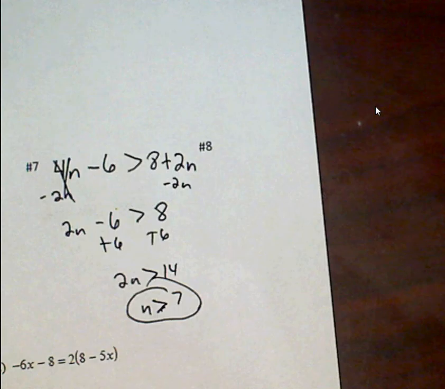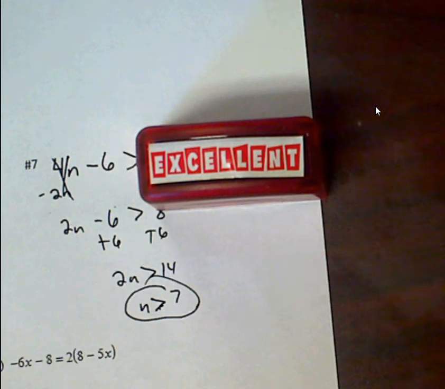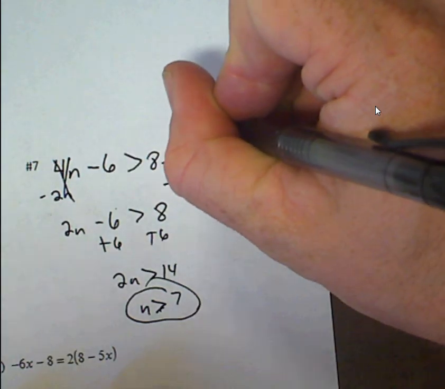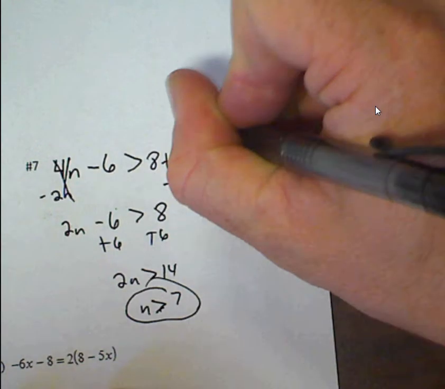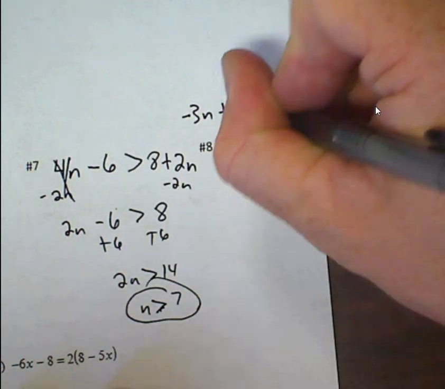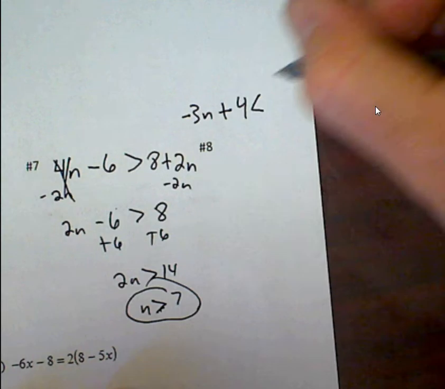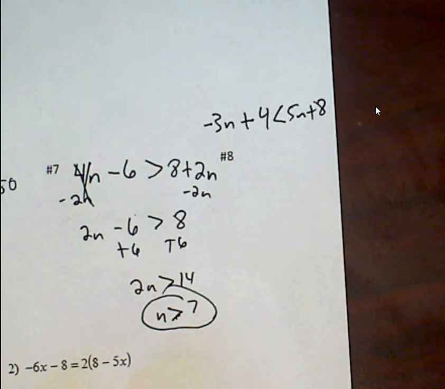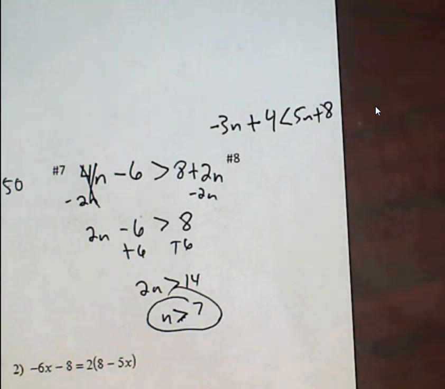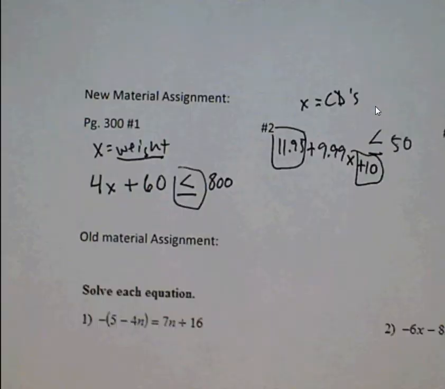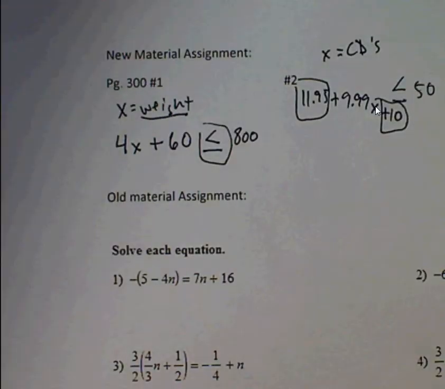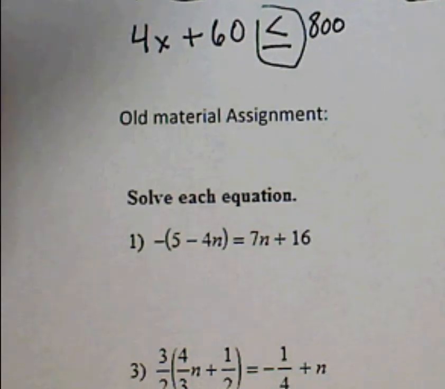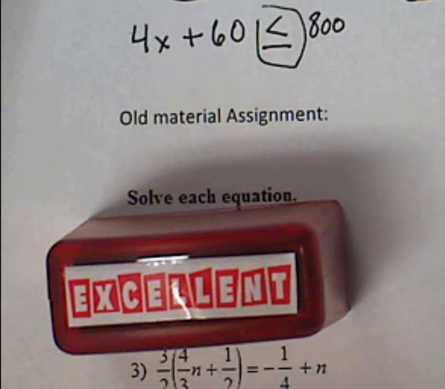Number 8, pause the video and try. On number 8, I have negative 3 times a number plus 4 is less than 5 times the number plus 8. Go ahead and solve from there. Now we are down to old material. On the old material, obviously pause the video and try yourself first.